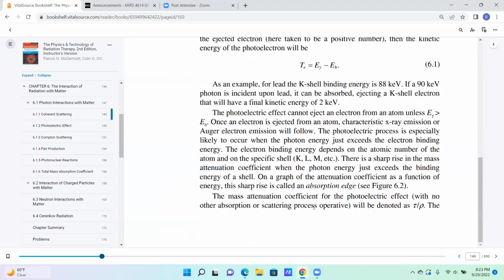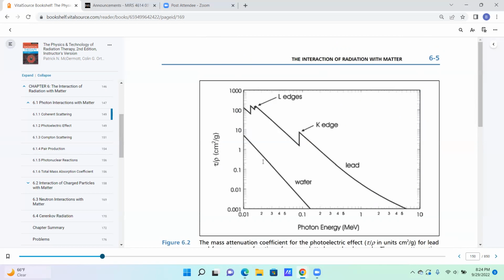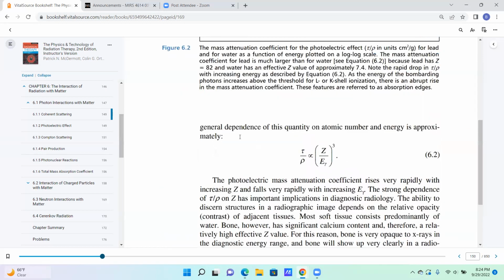So the mass attenuation coefficient for the photoelectric effect, with no other absorption or scattering process operative, is going to be denoted as tau divided by rho. Now, this is the photoelectric effect. The reason we're going to focus on this is because there's going to be a lot more put into this when we look at adding all of these particular categories together.